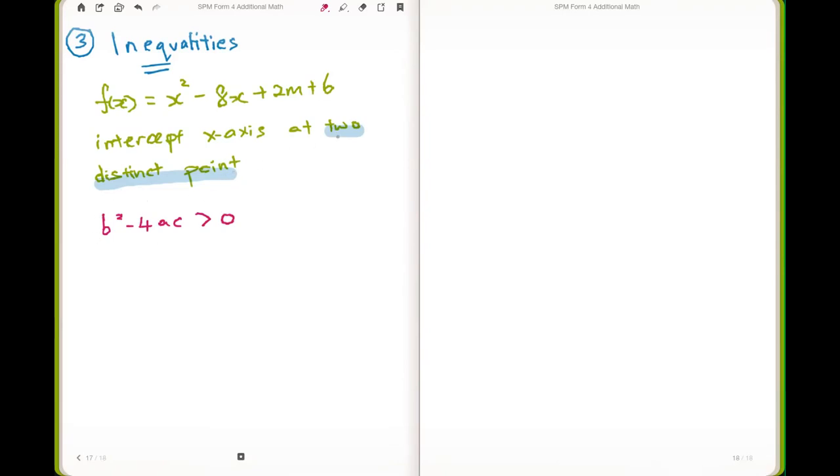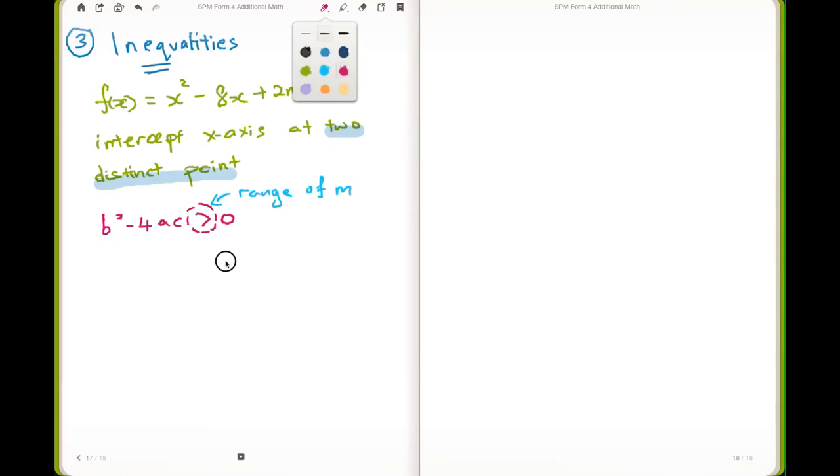With this keyword, straight away you want to write this down already, because you are asked to find the range of m, the range of m so that you get 2 distinct points. That's why you have this sign here. This would give you a range of m. Well, okay, let's work it out.